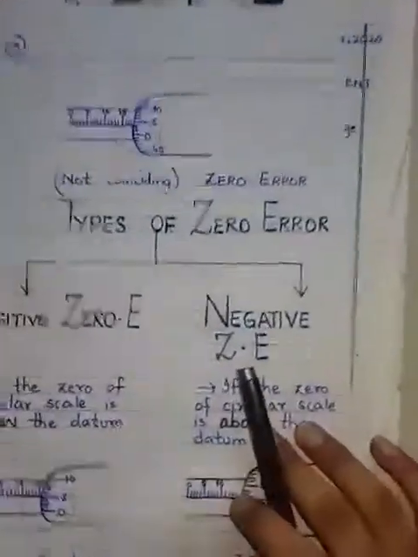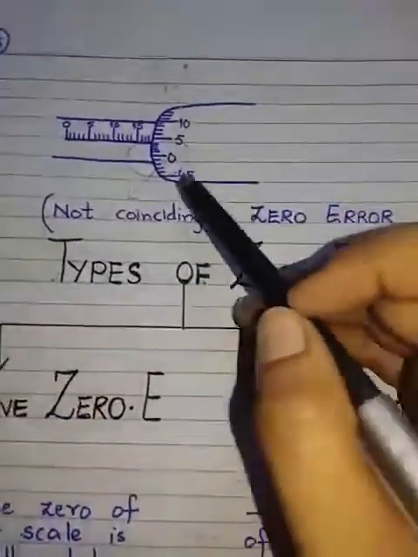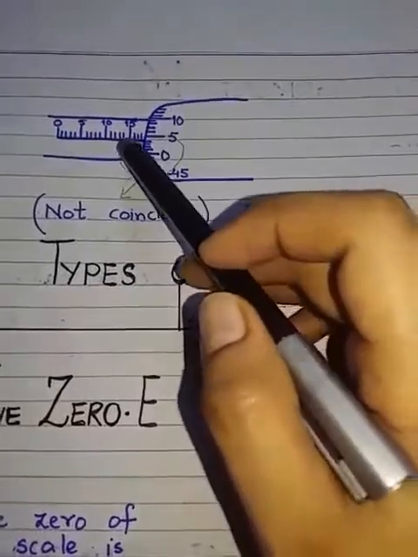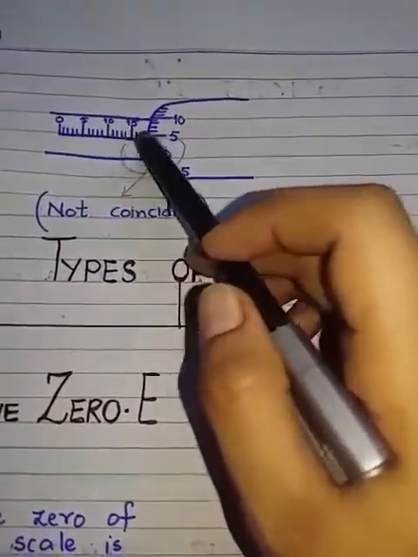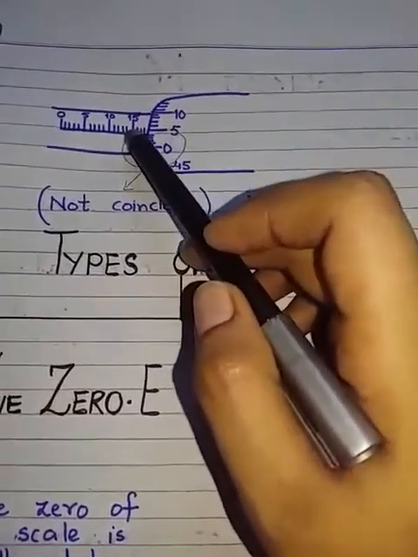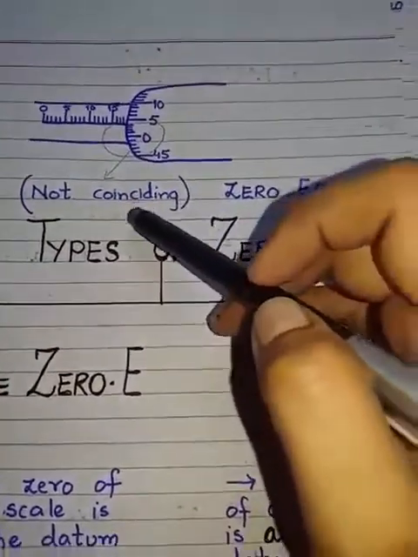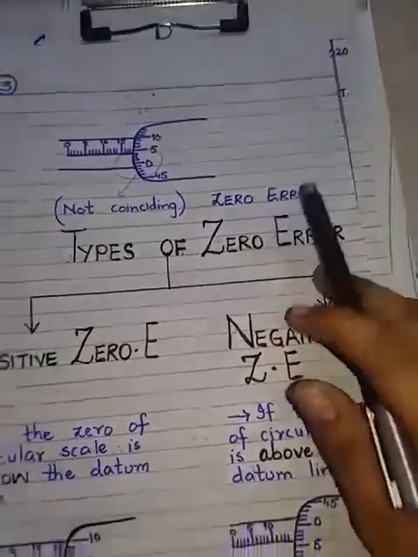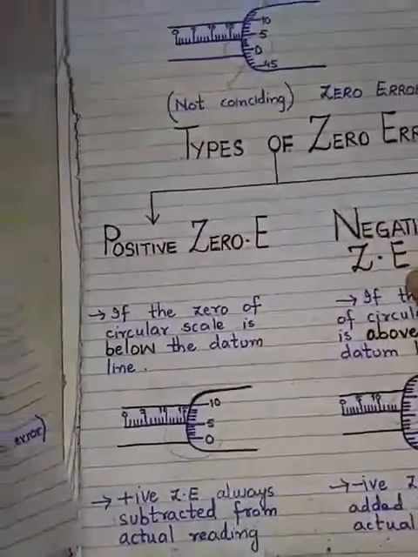But if the zero of the circular scale does not coincide with the zero or datum line of the main scale, it means there is a zero error. So first we will calculate the zero error.